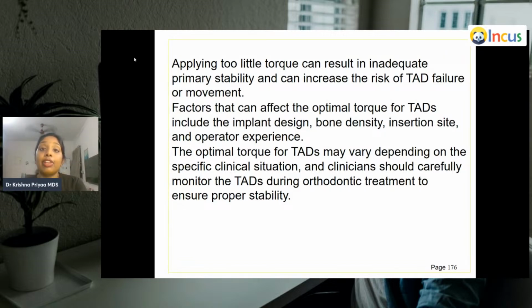What factors will affect torque? Implant design, which bone it is given to, that is maxilla or mandible, so bone density levels, insertion sites, and also the operator experience. These four things come under the factors which affect the optimum torque for TADs.